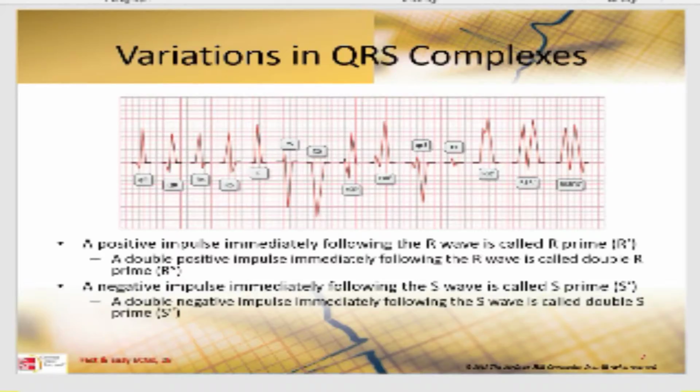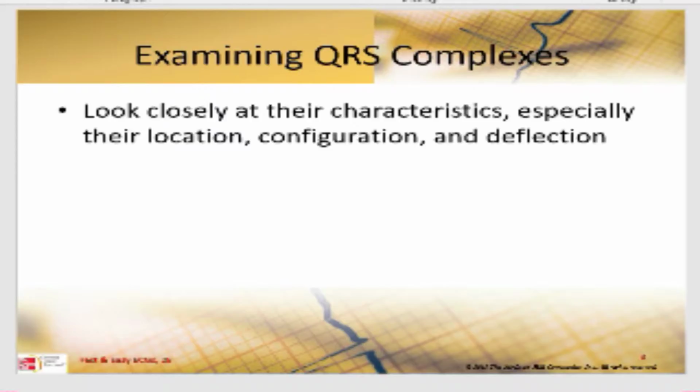If you have a positive impulse directly following your R wave, that's an R prime. If you have two of those, it's double R prime. If you have a negative impulse immediately following your S wave, that's an S prime. And if you have two of those, it's a double S prime. So you want to be sure when you're looking at your QRS that you're looking at the location, what they look like, and the deflections. Is it going up or is it going down?